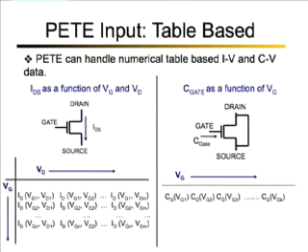In the next slide, I am showing what a table-based input would look like in this tool. So one of the characteristics of this tool is it can handle numerical table-based IV and CV data. So this is an important feature of the tool, because in general, if I have a new device and want to estimate the circuit or system level performance of the device, it is essential to develop a compact model so that we can run SPICE kind of simulations or circuit simulations on this device.